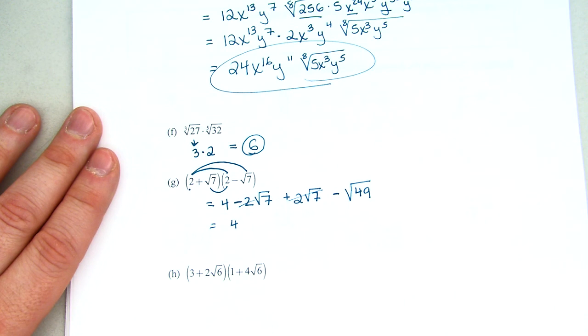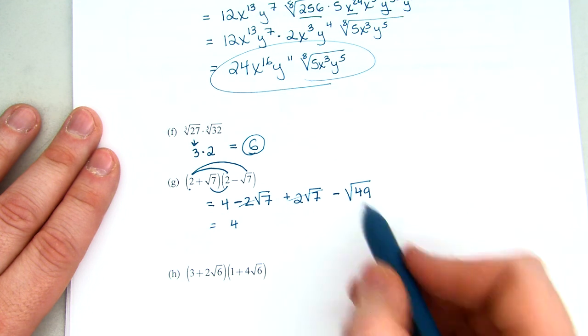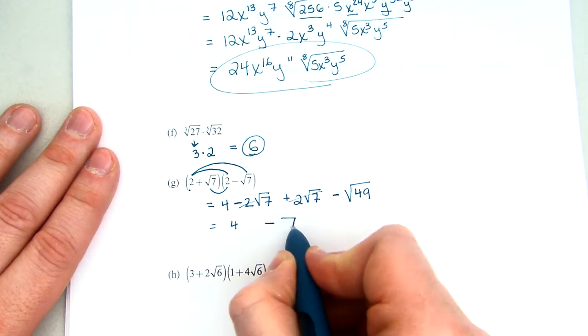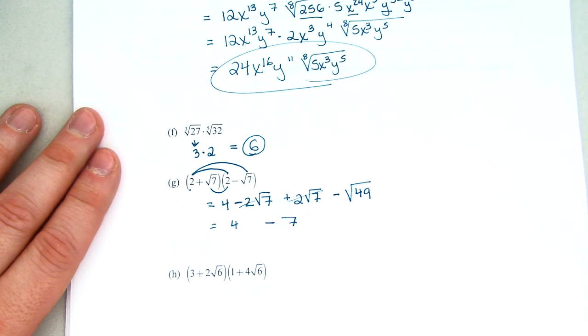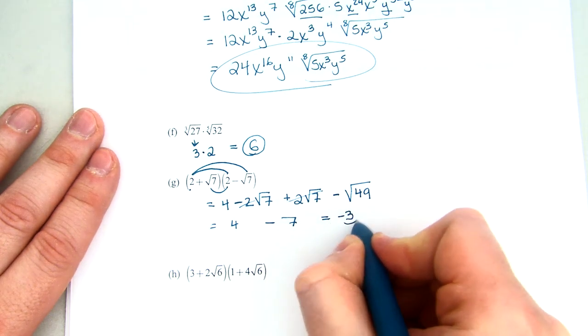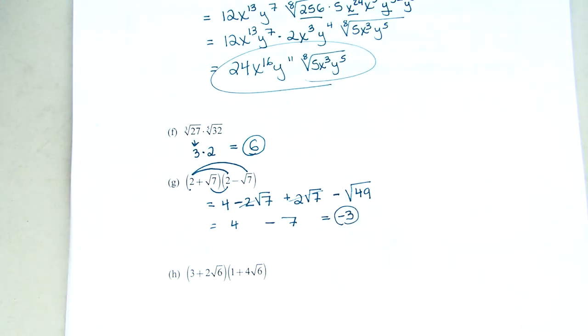Jordan? No, not 7i. Just 7. Because it's not square root of negative 49. It's just square root of 49 as a number. We're going to get 4 minus 7. Actually, I have no roots at all in my answer. I just have negative 3. Now, usually there will be roots left inside there, but here, no, there wasn't anything.